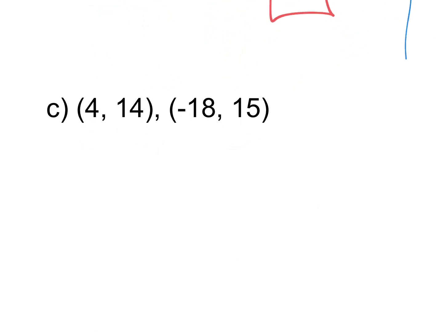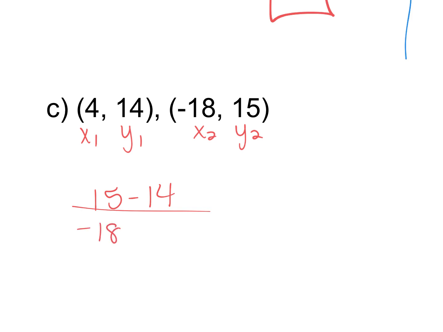Okay, let's do another one. So we've got x1, y1, x2, y2. Set it up. It'll be 15 minus 14 over your x2, negative 18 minus 4. You would get 15 minus 14 is 1 over negative 22. And that is your answer.